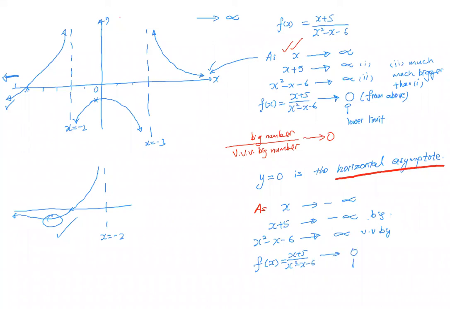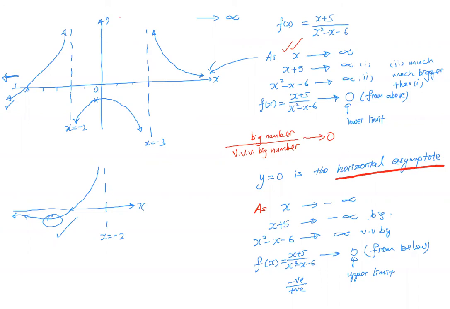But this one will be the upper limit. Do you know why? Because here is negative, divided by positive. So this will be the upper limit, and this is from below. The graph from below approaches the 0 here. So they have only one horizontal asymptote. That is y equal to 0.